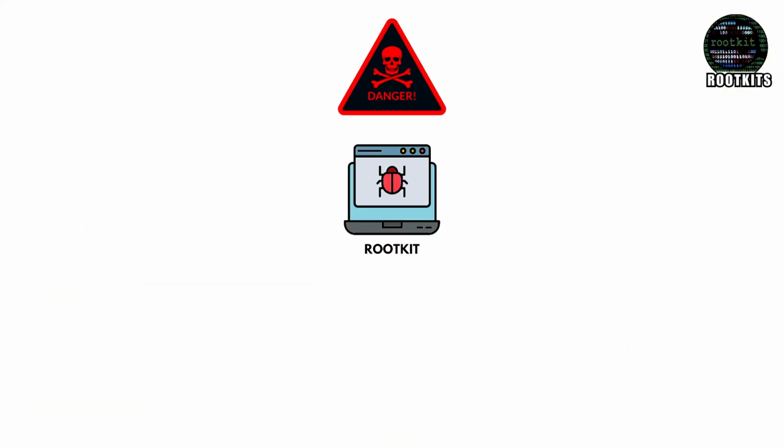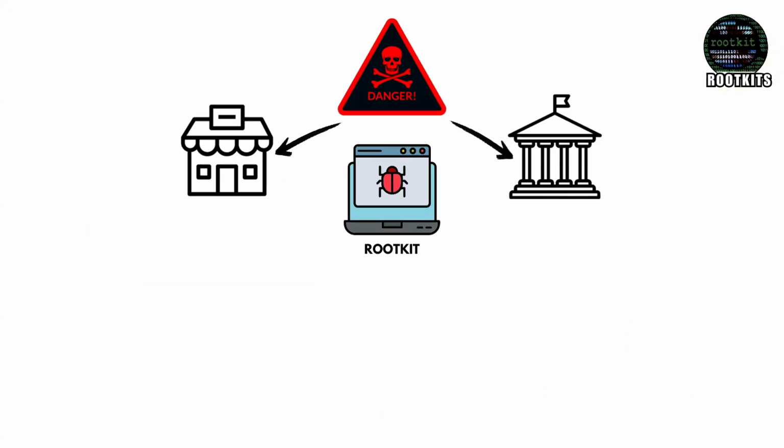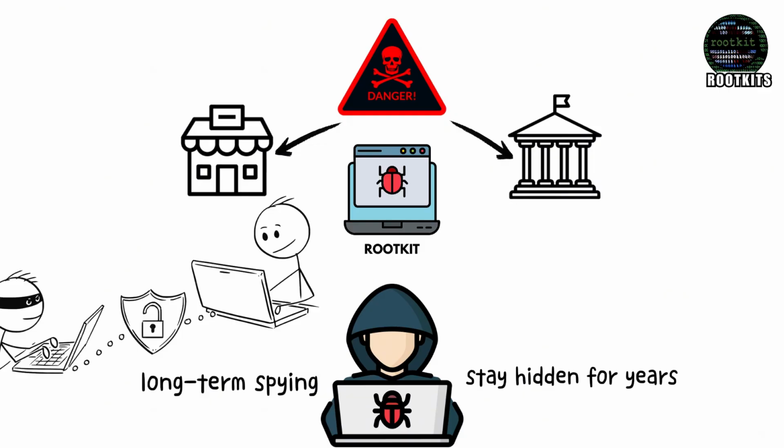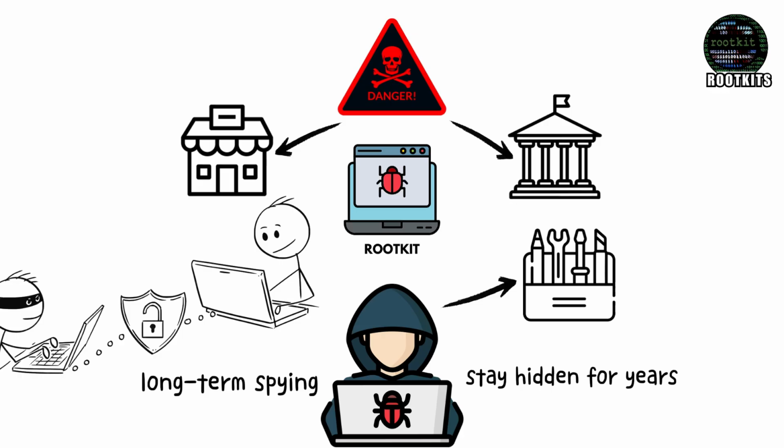Rootkits are particularly dangerous for businesses and governments, since attackers can use them for long-term spying. They don't just want to break in, they want to stay hidden for years. Once a rootkit takes hold, your computer no longer belongs to you. It becomes part of the attacker's toolkit, invisible but fully controlled.